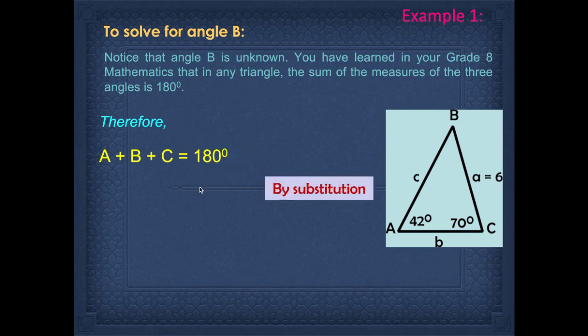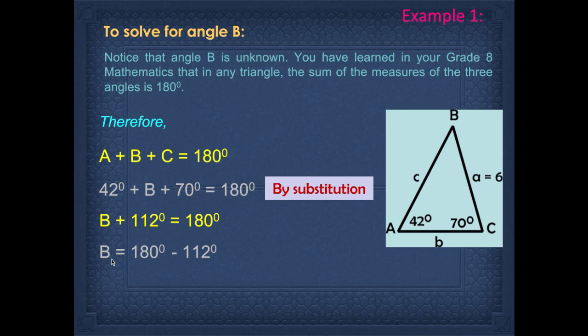Substituting the values, we have 42 degrees plus B plus 70 degrees equals 180 degrees. So angle B plus 112 degrees, if you add these two angles, is equal to 180 degrees. So angle B will be equal to 180 degrees minus 112 degrees, and that will be equal to 68 degrees. So angle B is equal to 68 degrees. We have solved for side c and angle B. Next, let's try solving for side b.